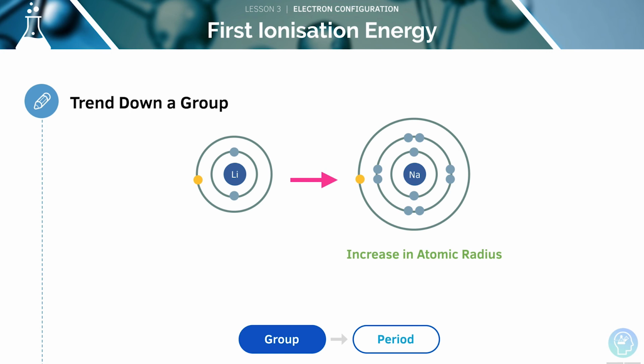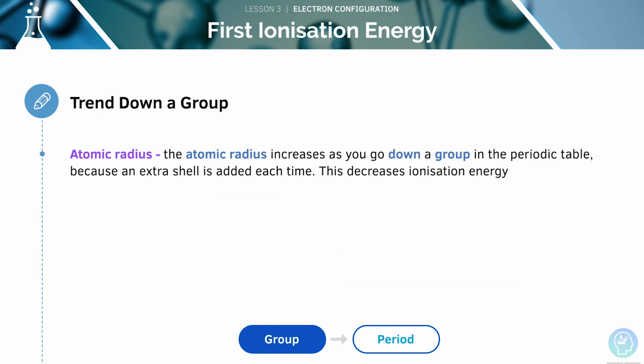The atomic radius will increase as you go down a group in the periodic table, because an extra shell is added each time. This will decrease the ionization energy. There is also an increase in the number of shielding electrons. Again, this will decrease the ionization energy. However, there is an increase in the nuclear charge as you go down a group. This will increase the ionization energy, but this effect is outweighed by both the increase in the atomic radius and the increase in the shielding.